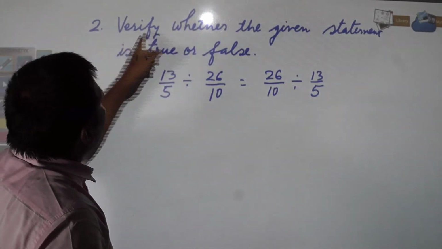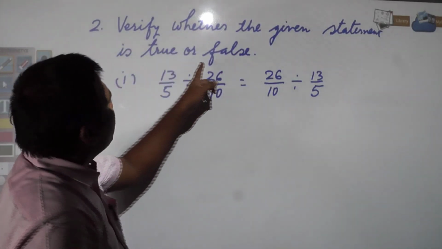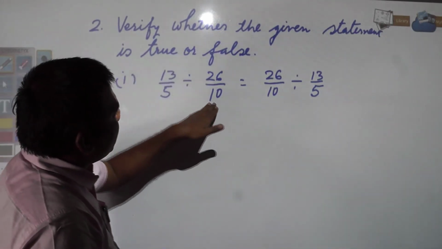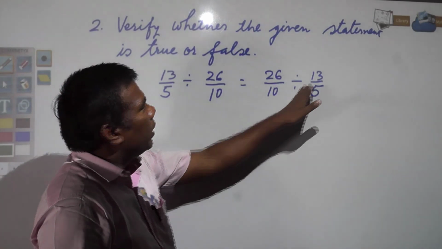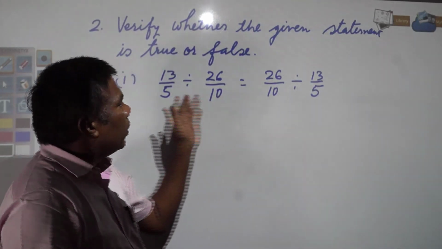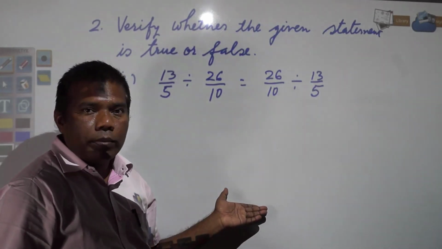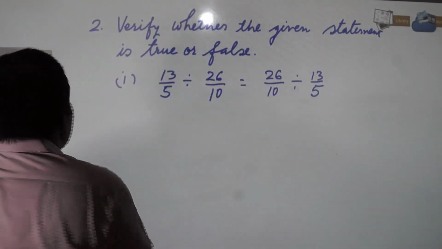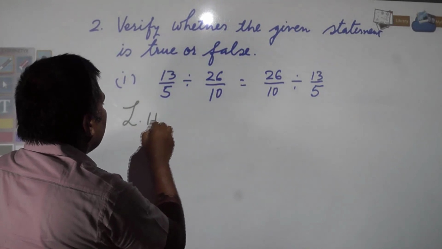Second question, you have to verify whether the given statement is true or false. So 13/5 divided by 26/10 is equal to 26/10 divided by 13/5. Until you simplify this, you will not come to know, so it is better you simplify both sides properly. Suppose you simplify the LHS first.